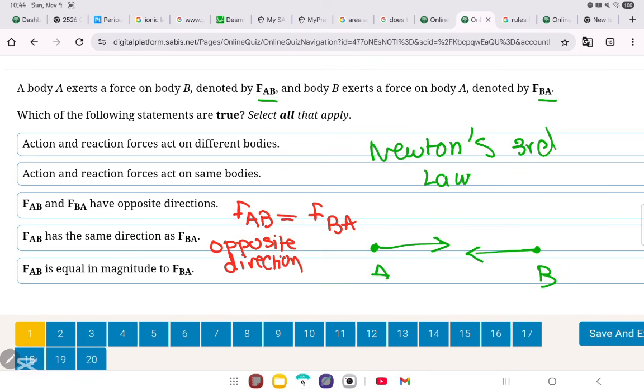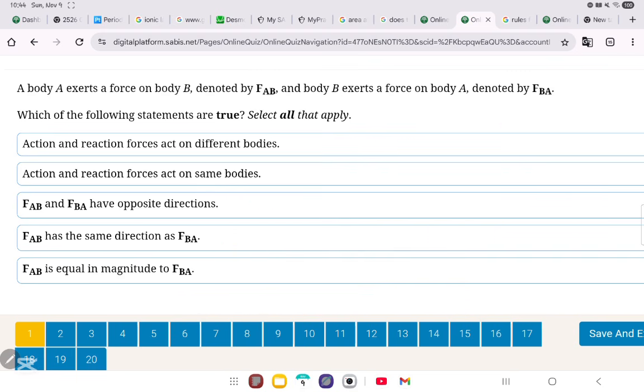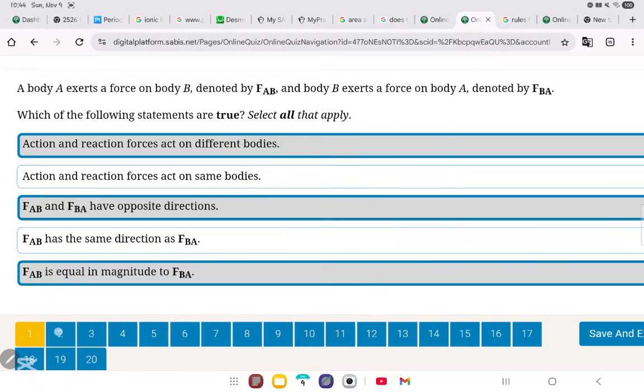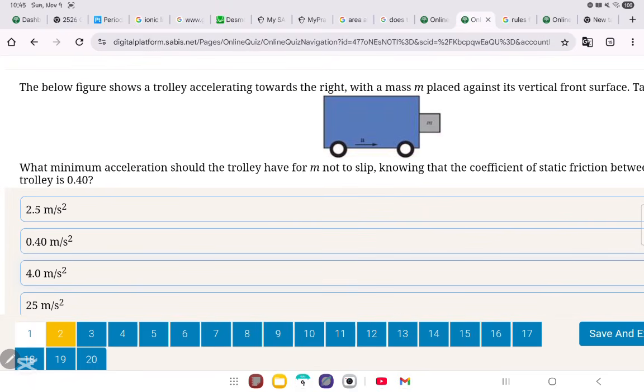Now, last but not least, they act on different bodies. They cannot act on the same body. So what are the conditions for Newton's third law? The magnitudes of the two forces are equal, they occur in opposite directions, and they act on different bodies. So we can say that action and reaction act on different bodies, they have opposite direction, and they are equal in magnitude. We move on to question number 2.